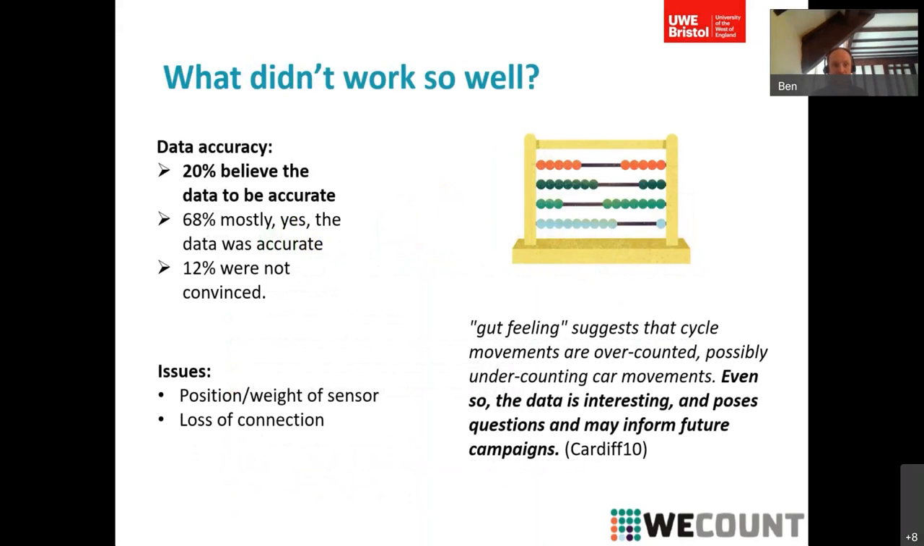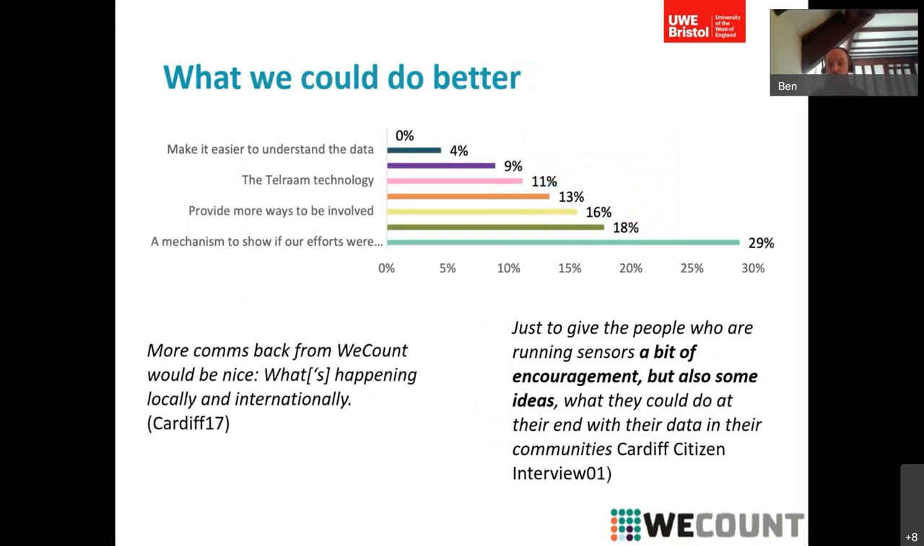Asking them what didn't work so well is again really good. We set out why the sensors weren't as good as reference analyzers at the start, and the data accuracy was something that they flagged as being a challenge for them. In terms of issues, the position and the weight of the sensor was a challenge, loss of connections, etc. But what this can do is help inform the development of a next generation of that particular sensor as well. And then what can we do better?